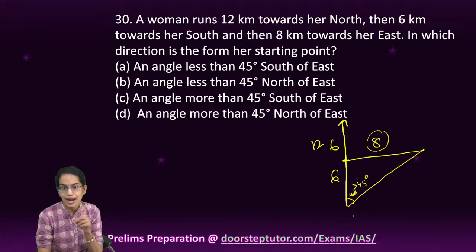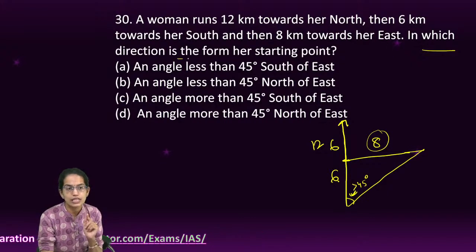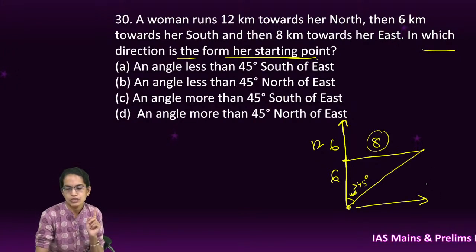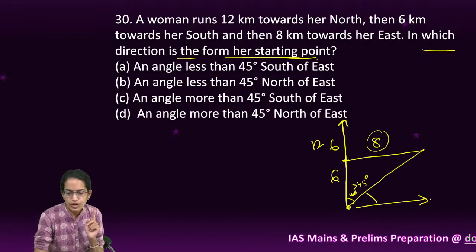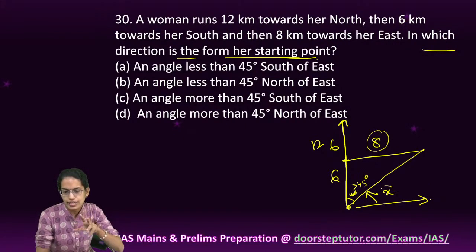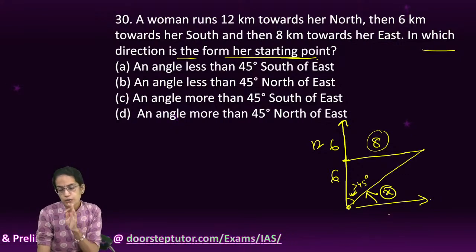Simple. But the question is, in which direction is she from her starting point? From her starting point is this, and from this point you have to find the direction. So you have to find this angle, not the other angle. This angle X that I have marked is the angle you have to calculate. So first of all, don't get confused here.